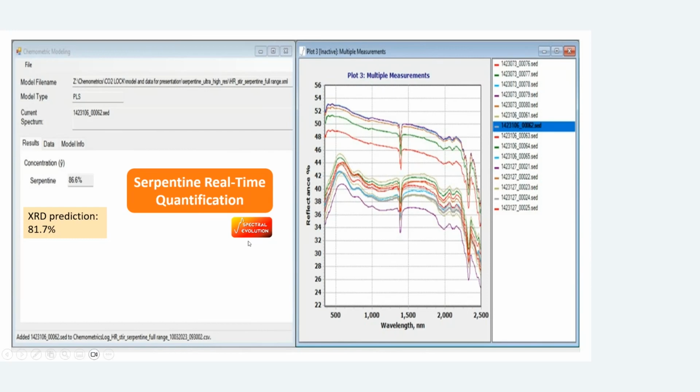Again, just to reiterate what I talked about with the brucite: typically whenever you create these models, you're not relying on just one single source of technology for your concentration. So who's to say that the XRD prediction is right on the money? Again, if we wanted to optimize these models even further, we could get these numbers a little bit closer together.